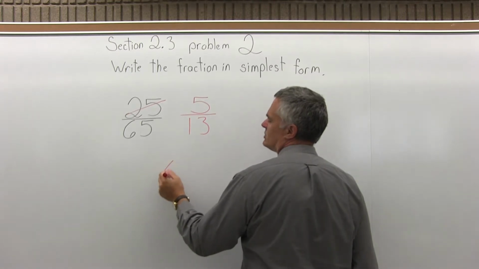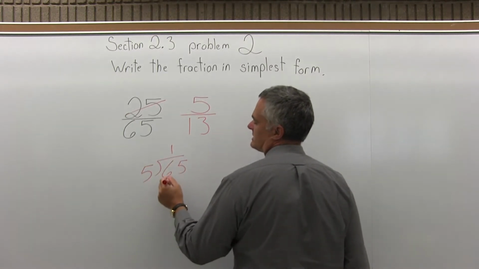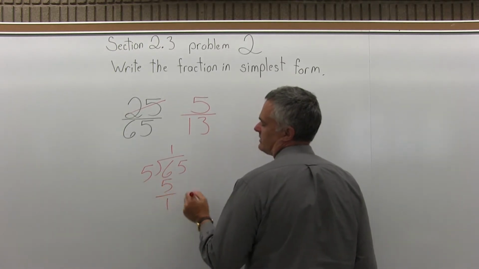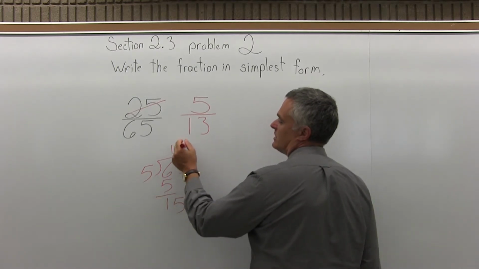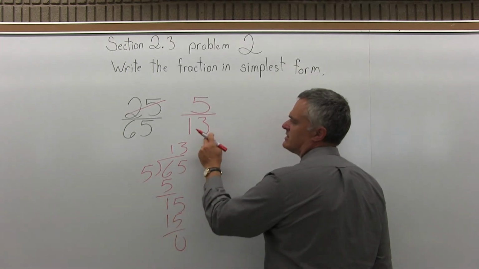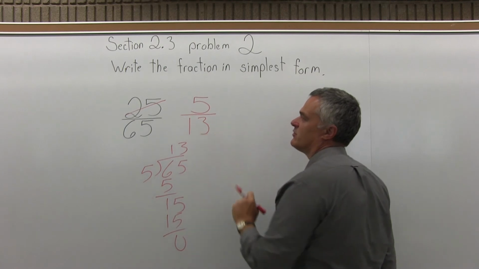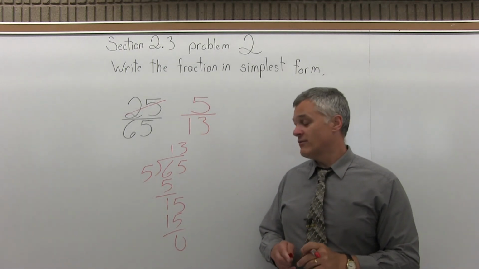And if you have to, you can just go off to the side and divide it in. 5 goes into 6 once. 1 times 5 is 5. 6 minus 5 is 1. Bring down the 5. Then 5 goes into 15 3 times, and it goes in evenly. So I could see that it was 13. If you can't, you just do the division out. But in simplest form, 25 over 65 reduces to 5 over 13.